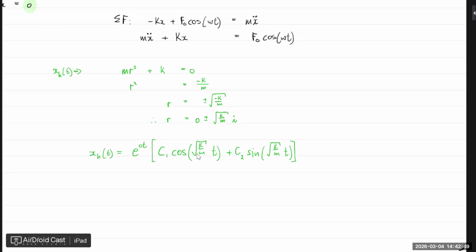But what is square root k over m? That's just the natural frequency, right? And e to the power of 0 is just 1. So this answer for the homogeneous part is then just C1 cos of the natural frequency times t, plus C2 sin of the natural frequency times t. So that then is our homogeneous solution.